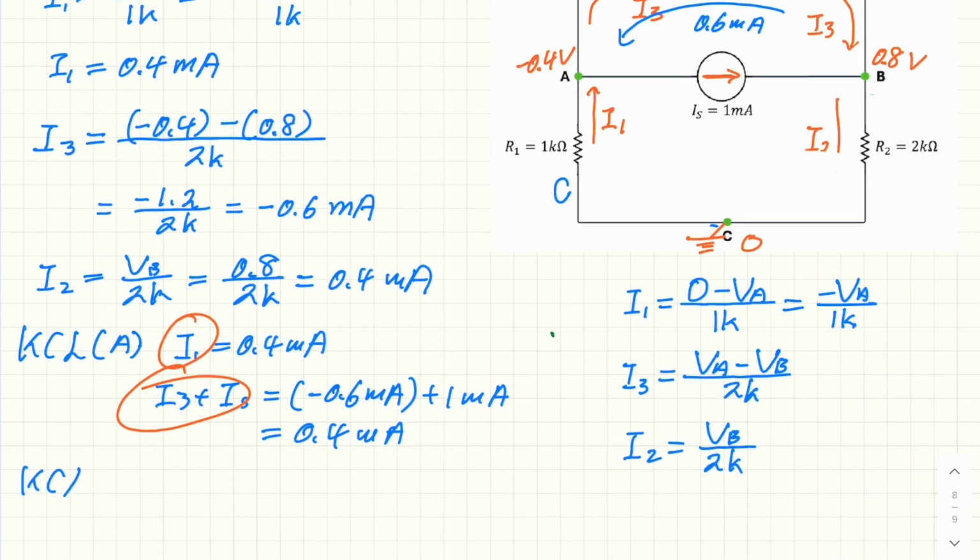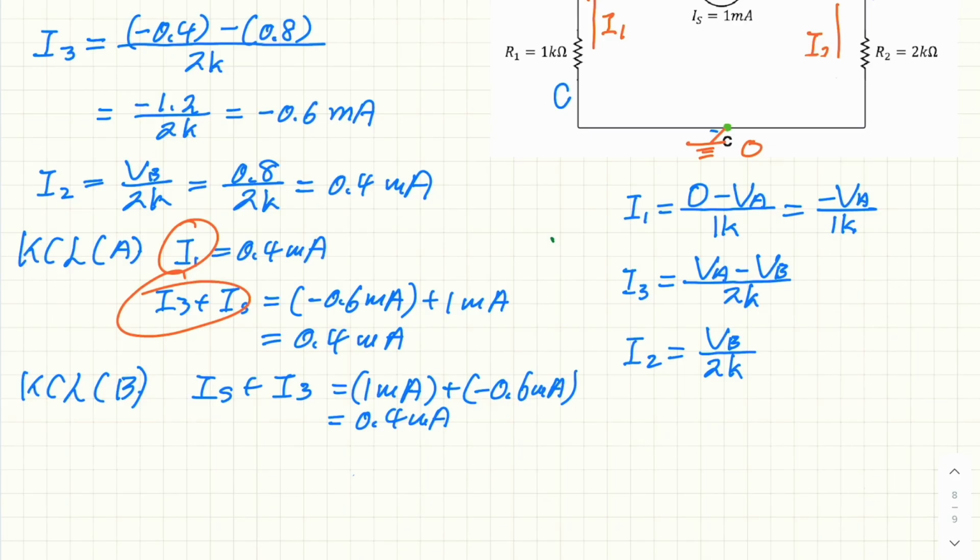The KCL at B, the left hand side is IS plus I3. So IS is 1 milliamp and I3 is minus 0.6 milliamp. So this is 0.4 milliamp. And I2, we found out is equal to 0.4 milliamp. So again, the left hand side is equal to the right hand side. It means KCL at B is also correct.